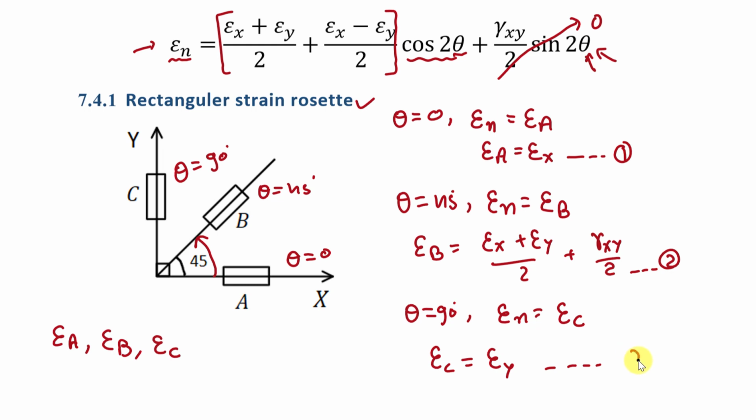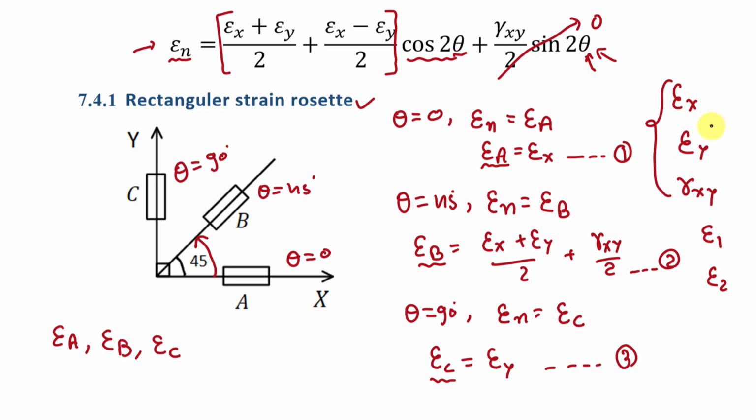Fine, so here we have this third equation. Now if you get a question from this topic, you will have the values of epsilon a, epsilon b and epsilon c. By using these three equations, you can find the values of epsilon x, epsilon y and gamma xy. Generally in the question, you have to find these three strains. You can also find the values of epsilon 1 and epsilon 2 from these three values. So I hope you understand how to solve questions from this topic, that is strain rosette.